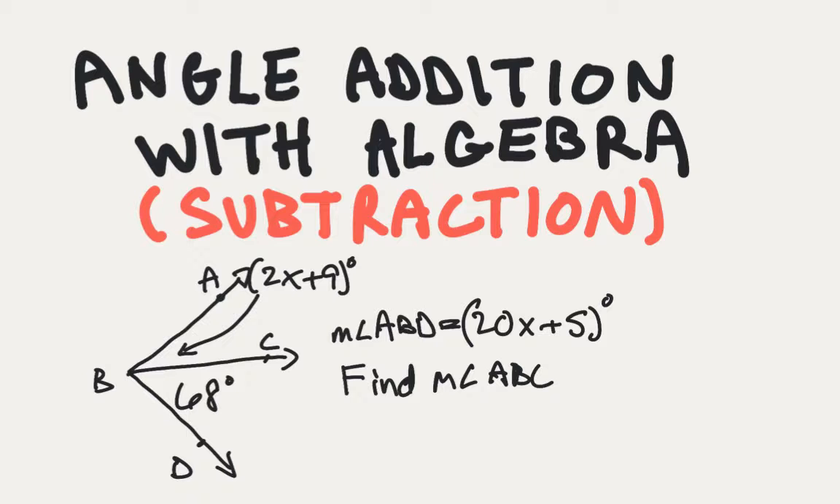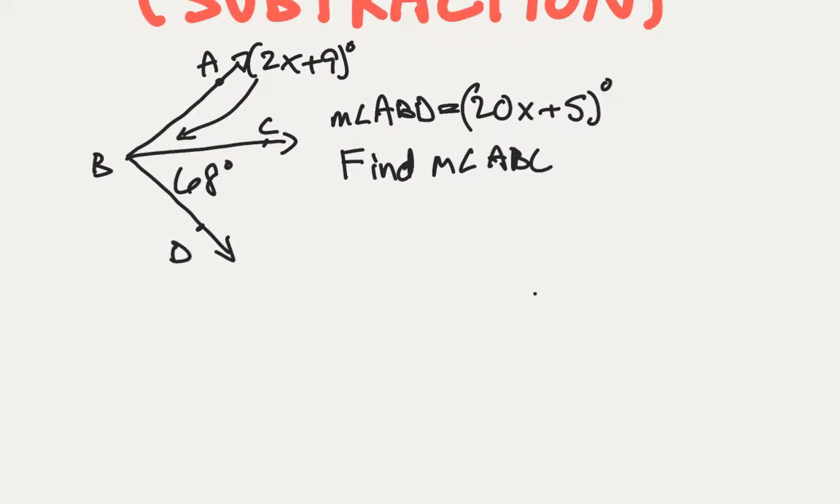So, let's see. Here, we know that the measure of ABC is 2x plus 9. We know the measure of ABD, that's the big angle, is 20x plus 5. We know that this angle over here, CBD, is 68 degrees. We're trying to find the measure of ABC. So we're going to have to set up an equation.